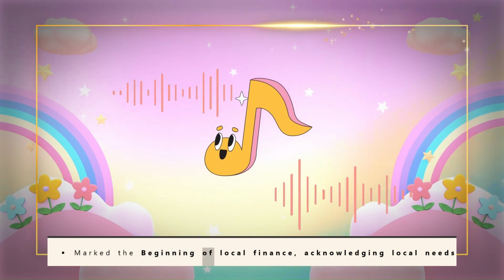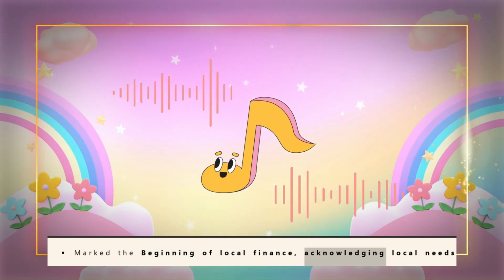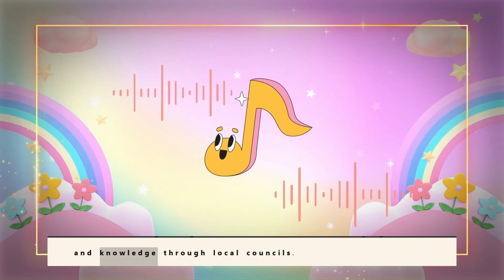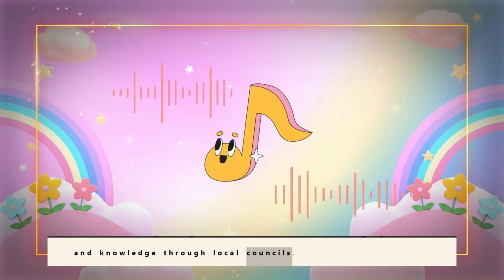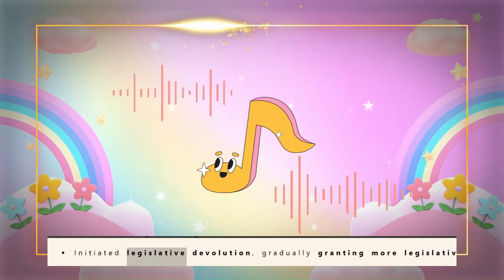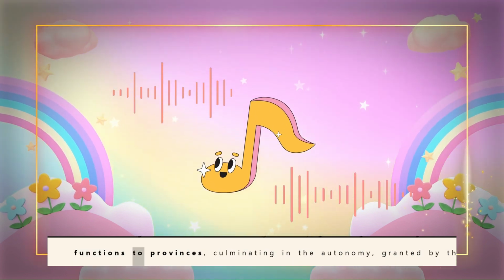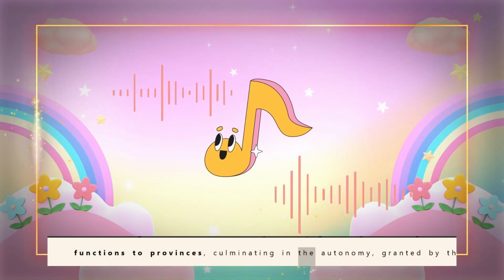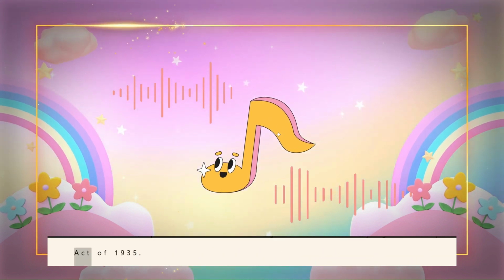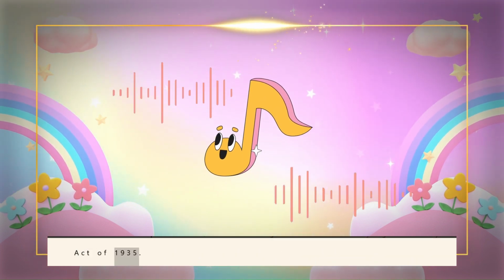It marked the beginning of local finance, acknowledging local needs and knowledge through local councils. It initiated legislative devolution, gradually granting more legislative functions to provinces, culminating in the autonomy granted by the Act of 1935.